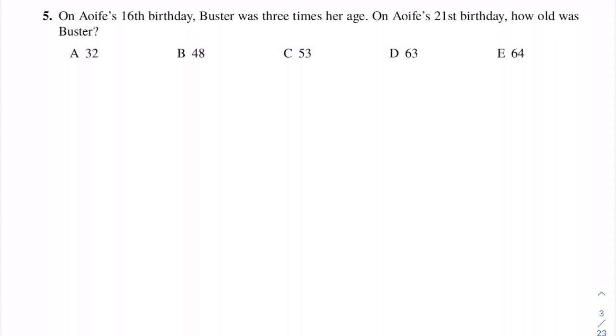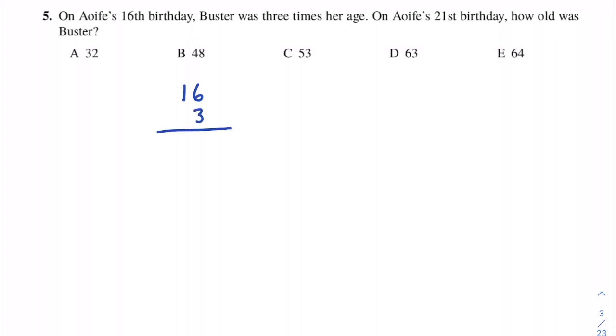Question 5 says, on Aoife's 16th birthday, Buster was 3 times her age. On Aoife's 21st birthday, how old was Buster? Okay, so if Buster is 3 times Aoife's age, then we just need to do 16 times 3.